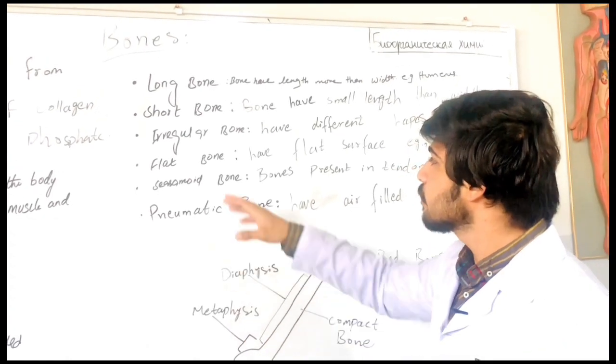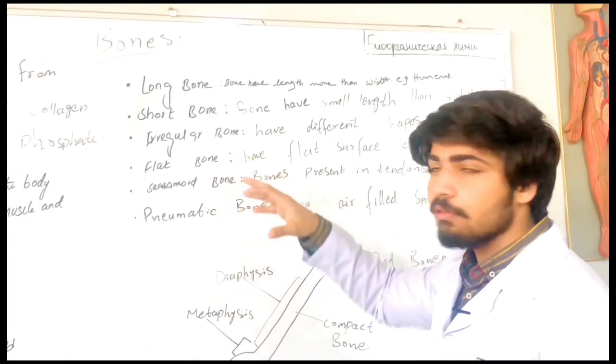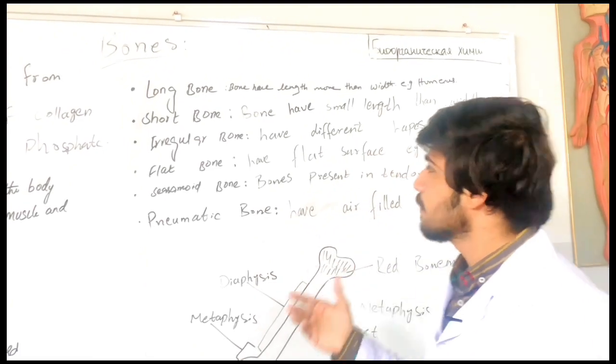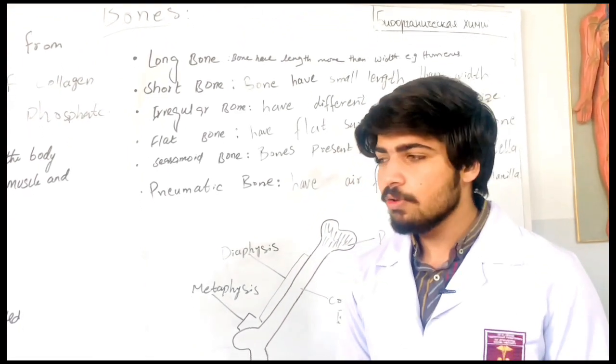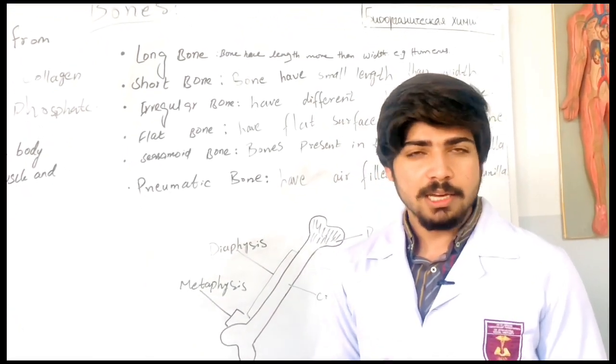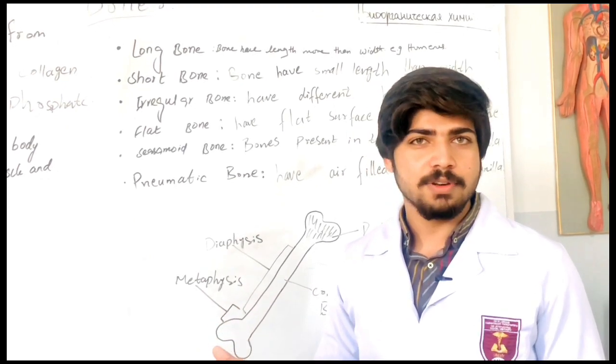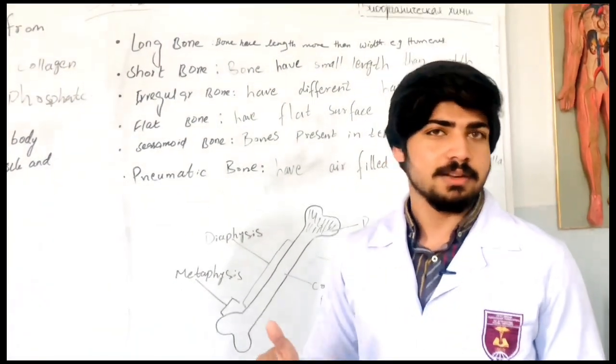Then we discuss irregular bone. Irregular bone has different shape and size. In irregular bone, there is no same size and shape. Its length and width are different. They are totally different from one another.